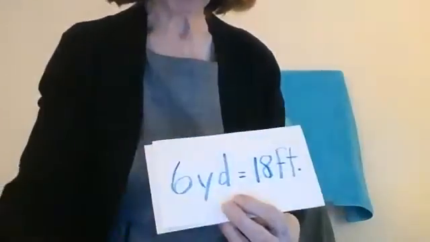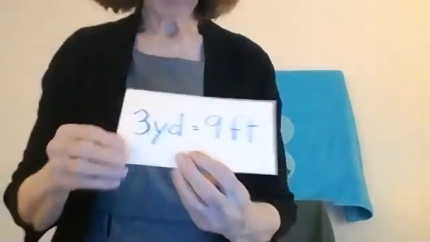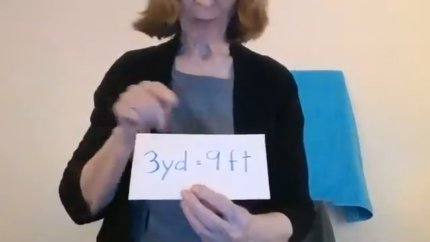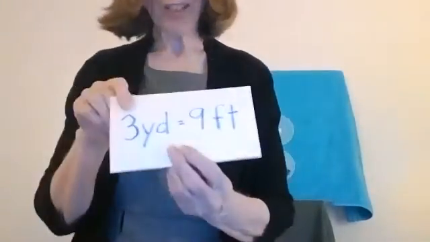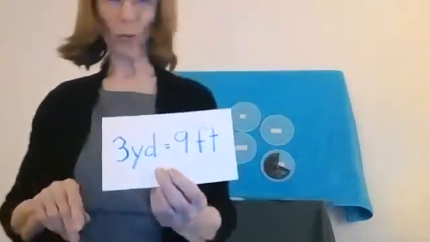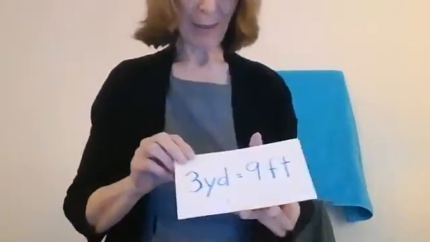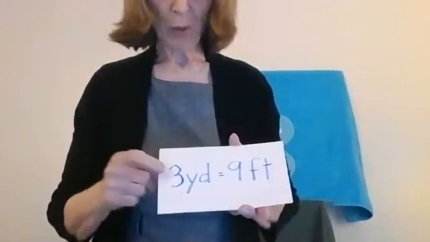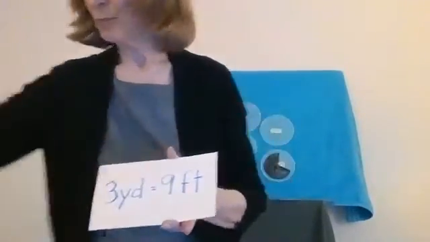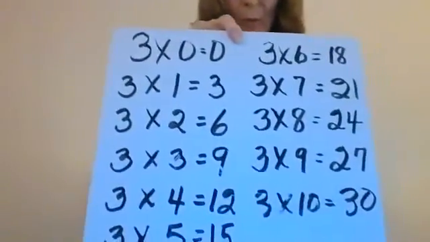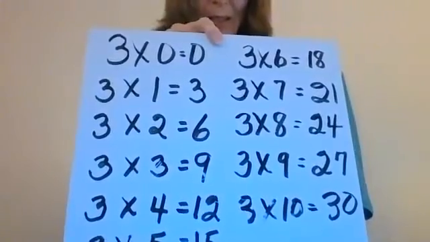Oh, that's too big. Let's do an easier one. There we go. How about this one? 9 feet equals 3 yards. That means 3 yardsticks. Well, how did we get that? We went 3 times 3 equals 9. Look on here. Do you see 3 times 3? What does it equal? 9.